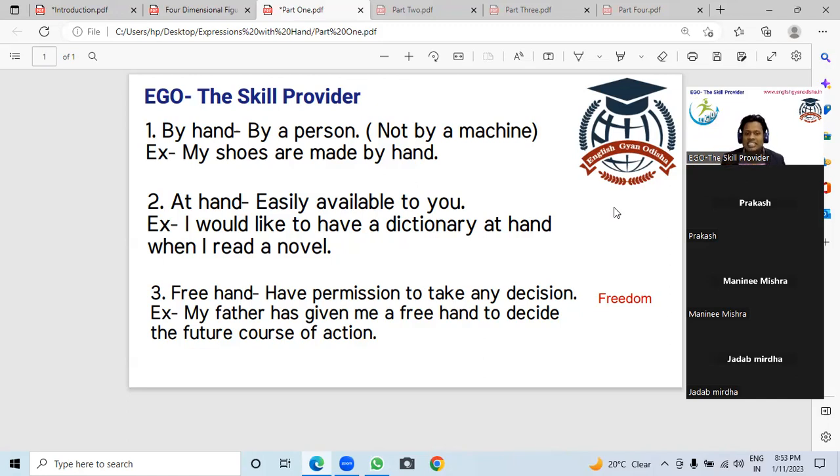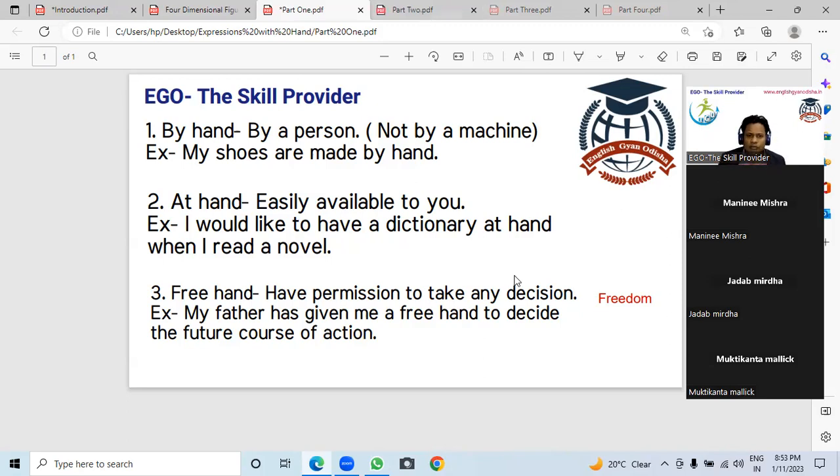Okay. My father has given me freedom or a free hand to decide the future course of action. Suppose I want to study. So my father told, what do you want to study? I said, let me decide. Okay, I'm giving you a free hand. You can study anything. So that is something called giving a free hand. Okay, this is the first one.